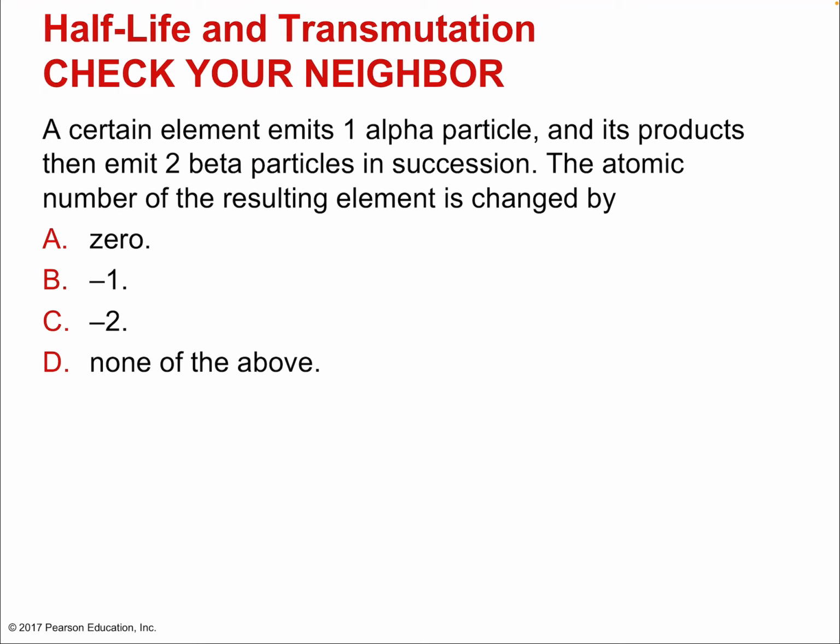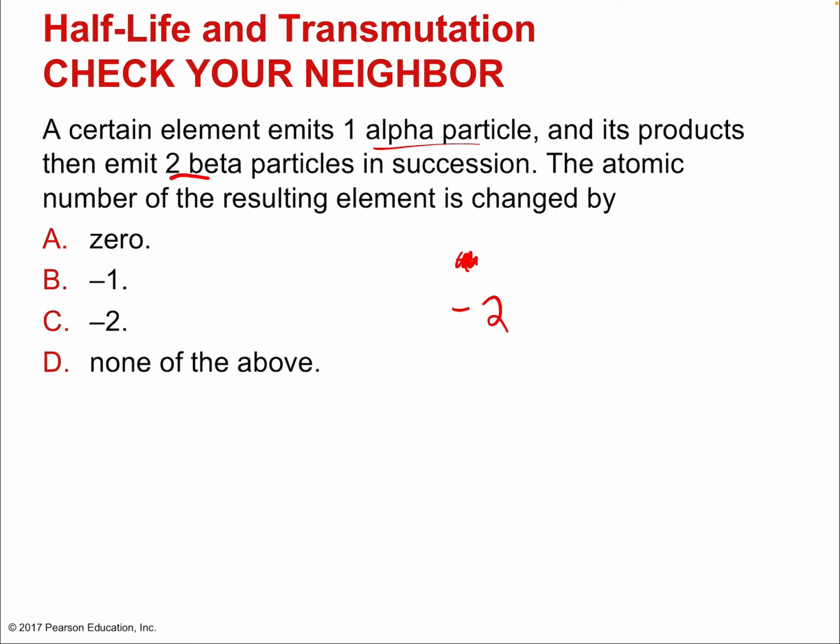Okay, so a certain element emits 1 alpha particle, and its product then emits 2 beta particles in succession. So here we have a series of radioactive emissions, and that's typical. They often come in series like this. The atomic number of the resulting element is changed by what? Okay, so we have an alpha particle, which means we're going to have -2 during the first step, because we lose 2 protons.